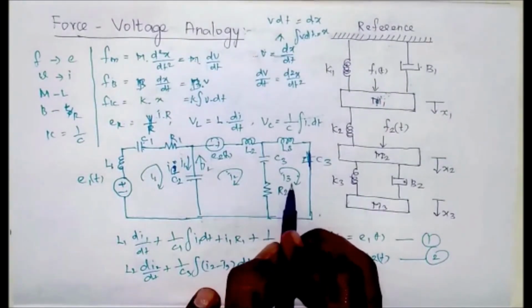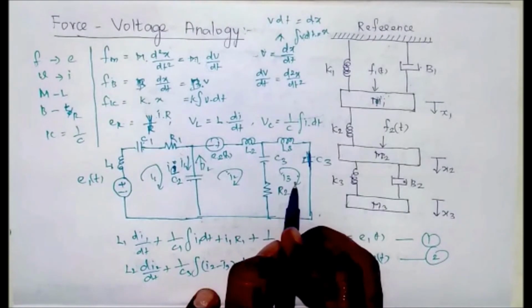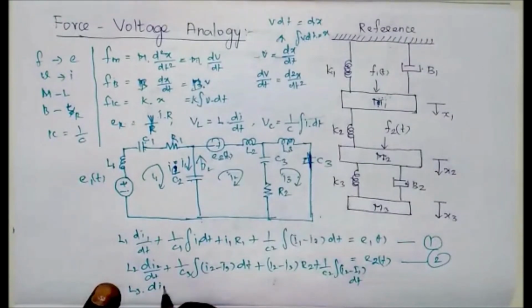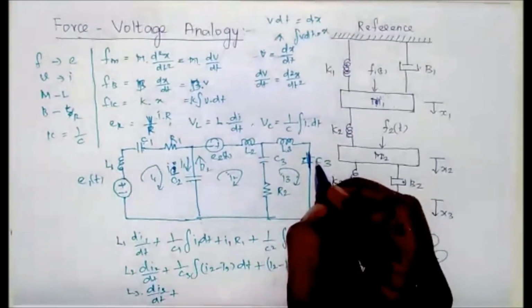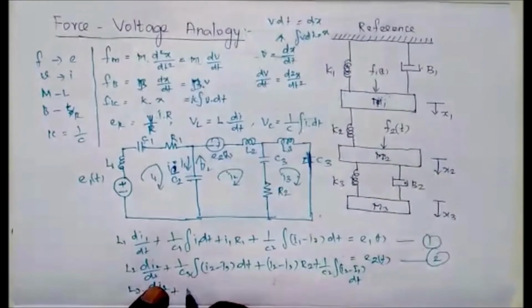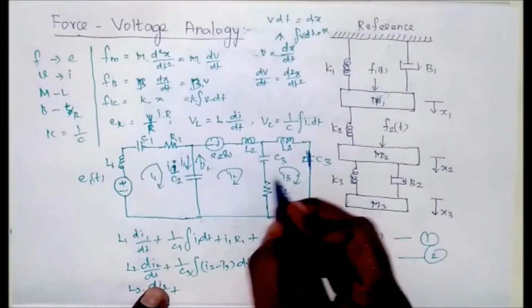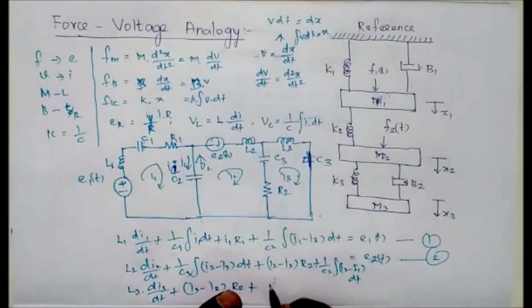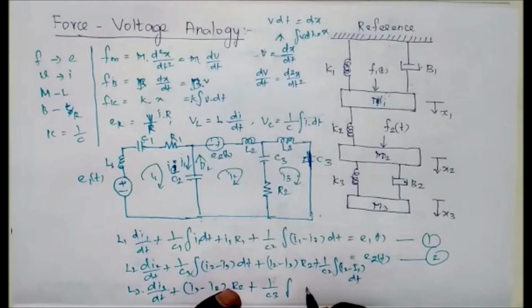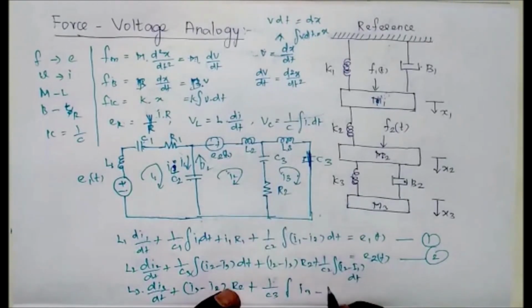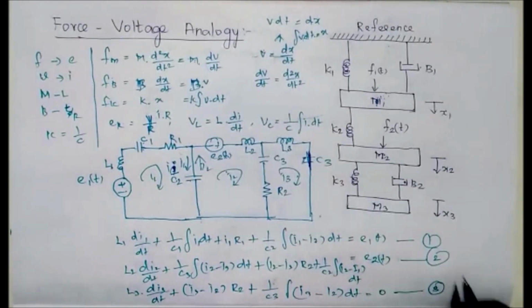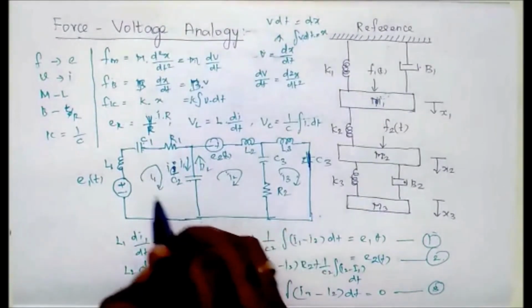Similarly, we write the voltage equation for loop 3. First, for the inductor: L3 into di3 divided by dt, plus the resistor, where the current through it is I3 minus I2, so (I3 minus I2) into R2, plus the capacitor, 1 by C3 integral of (I3 minus I2) dt, equal to 0. So this is equation number 3. These three equations are the mesh equations of this electrical circuit.